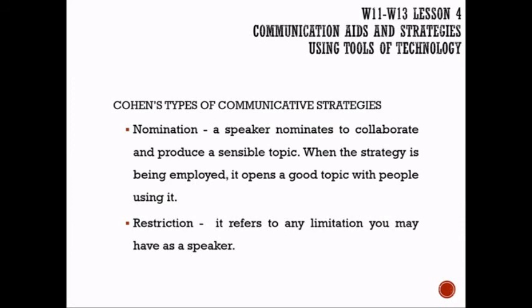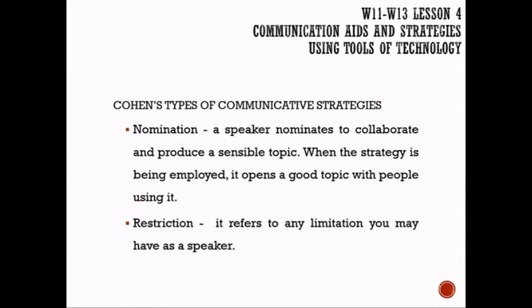So Cohen mentioned several types of communicative strategies. So it's from the start, or how to open a topic, until how to end it. Let's take them one by one. The first is nomination. A speaker nominates to collaborate and produce a sensible topic. When the strategy is being employed, it opens a good topic with people using it.